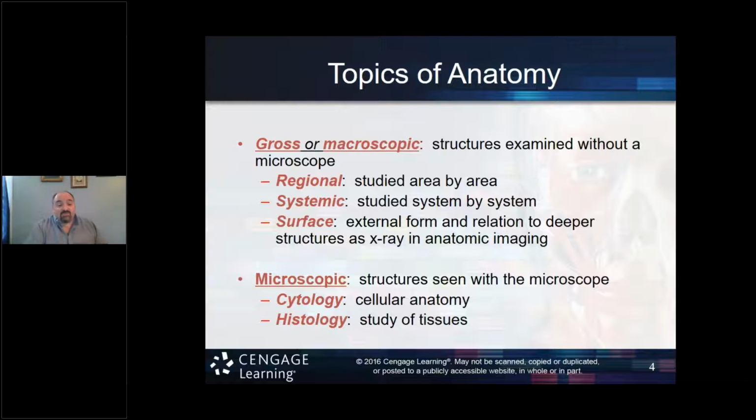Then we get to microscopic anatomy, and in the beginning of the semester we'll be looking at histology in particular. Histology is the study of tissues. The tissues are comprised of cells. So cytology and histology work in conjunction with each other, and you're going to learn that we have epithelial tissue, muscular tissue, nervous tissue, right? We have connective tissue, and you'll learn the differences between them and be able to identify these structures under magnification.